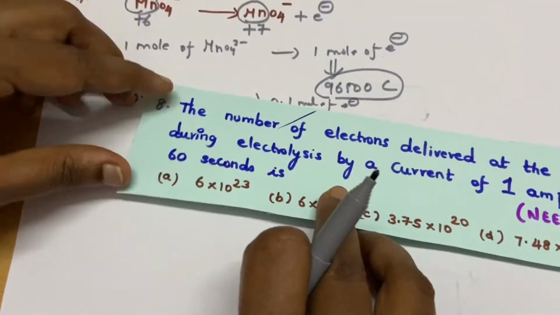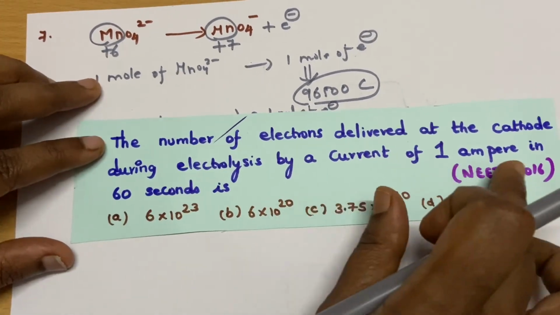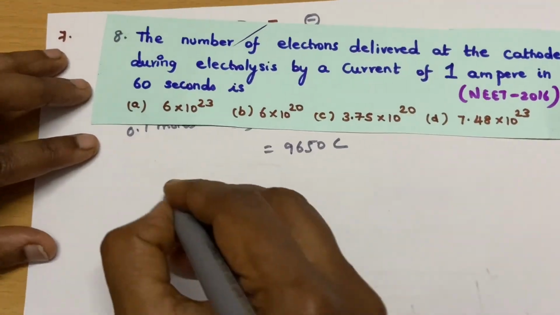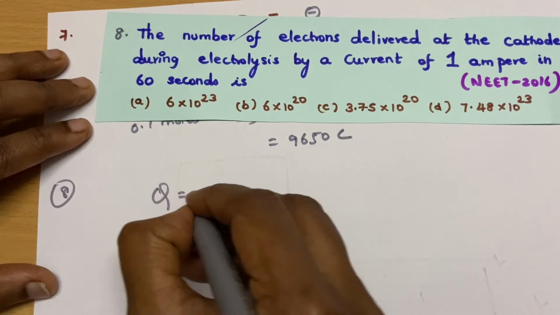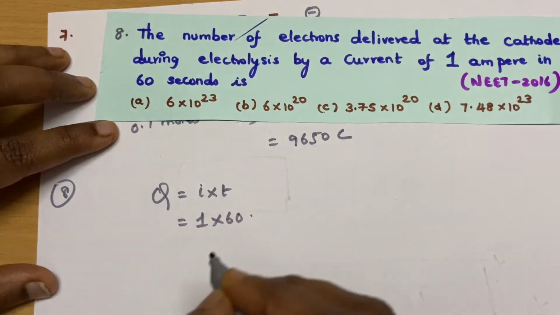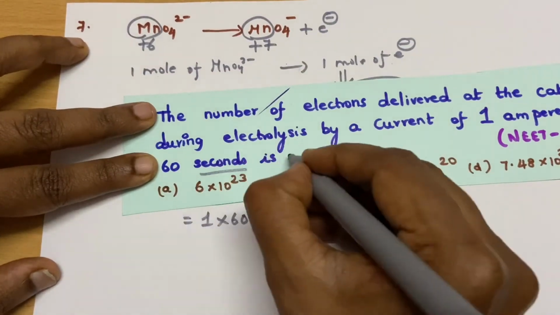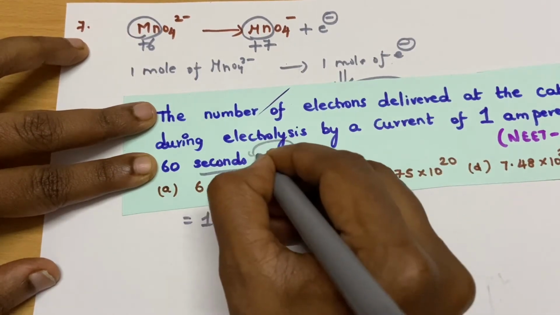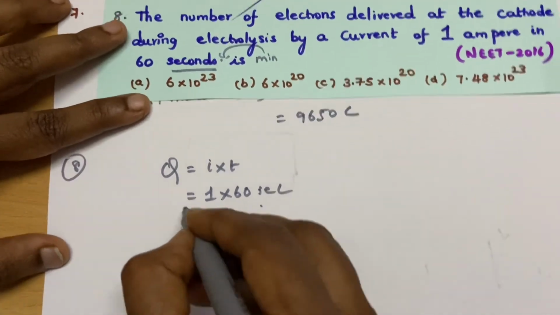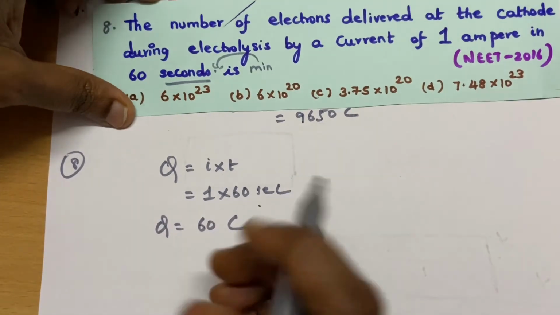Next question: the number of electrons deposited at the cathode during electrolysis by a current of 1 ampere in 60 seconds. This is also very simple. We are going to use this formula: Q is equal to I into T, where I is equal to 1 and T is equal to 60 seconds. Be careful, if the time is given in minutes or hours, you have to convert to seconds, and then use this formula. So this is equal to 60 coulombs, but they are asking for the number of electrons.